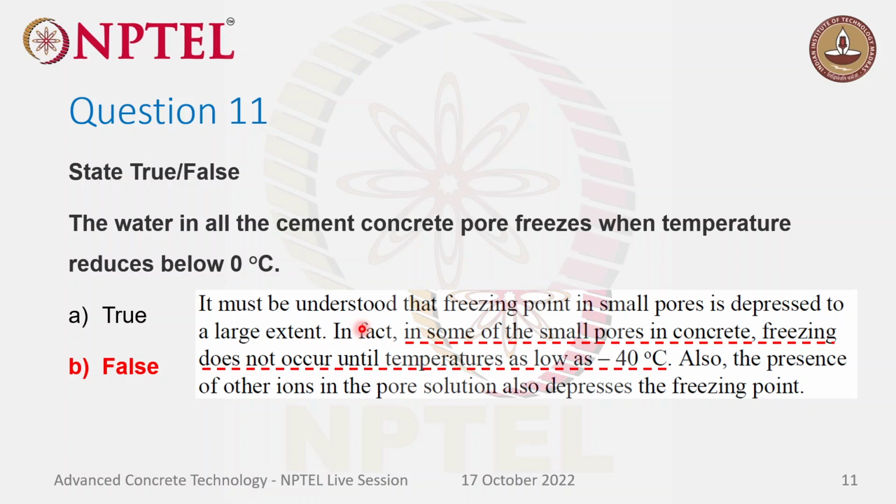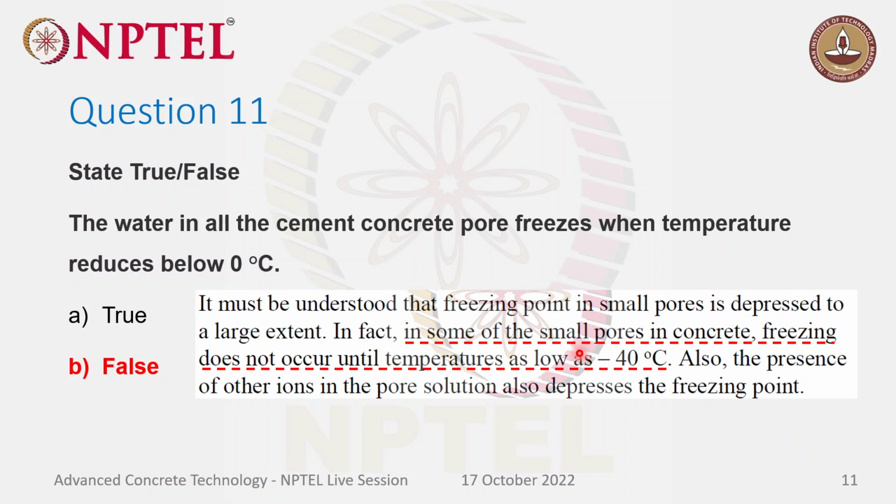it is clearly explained in the lecture that the freezing point in the small pores, very minute pores, is depressed to a large extent. In fact, in some of the small pores in concrete, freezing does not occur even at a temperature of minus 40 degrees Celsius, because in very small pores the ionic concentration will be higher.